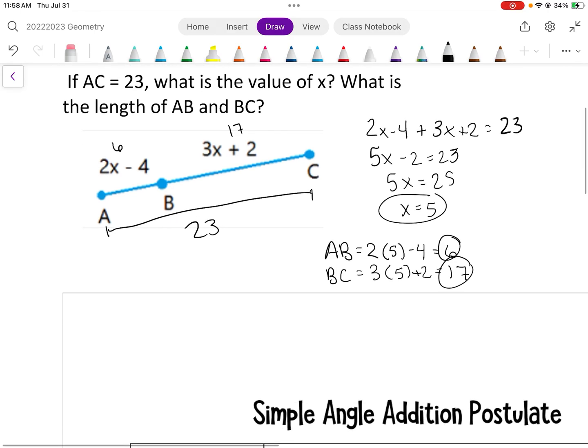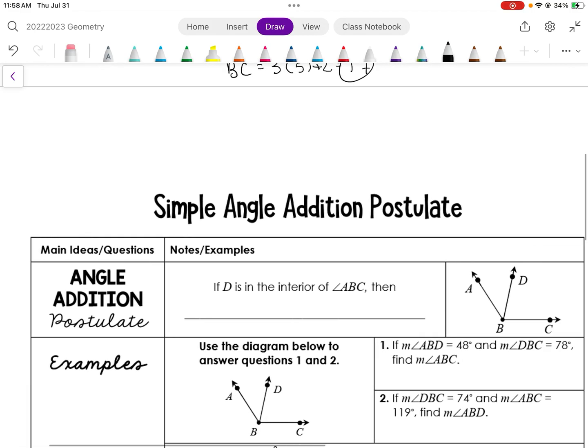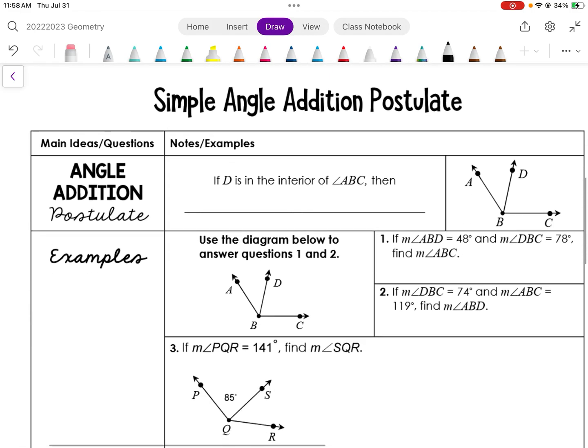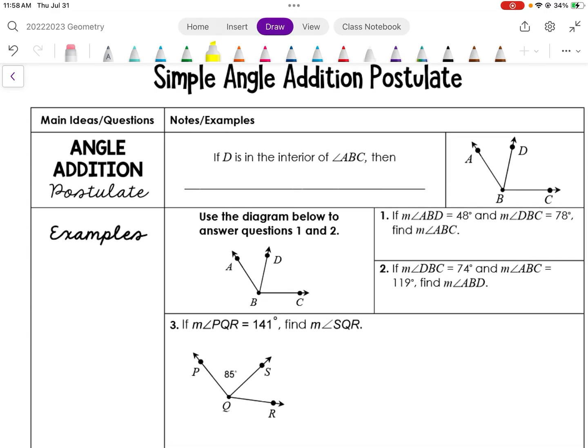So hopefully we did okay with that warm-up if you tried it on your own. We're going to do the same thing, part plus part equals whole, but the angle version of it. So this is the angle addition postulate. And again, don't worry too much about this word. Postulate is just like a statement in geometry.